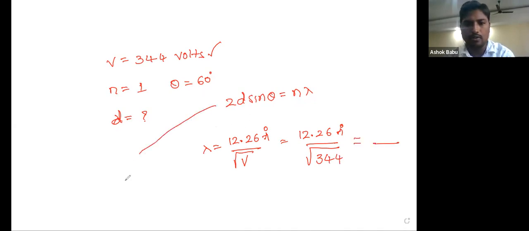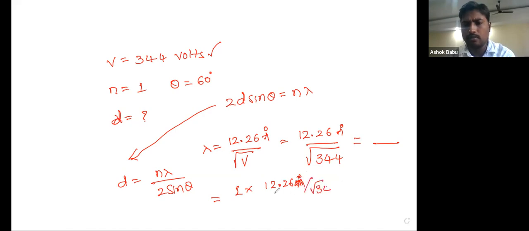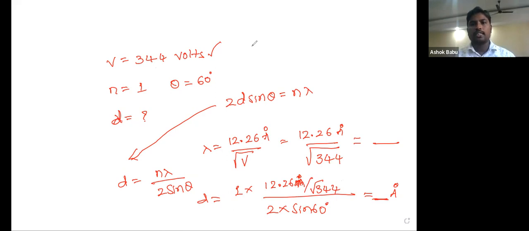After that, to find out the d, what is the formula? d equals n lambda by 2 sin theta. So n equals 1, lambda will be 12.26 angstroms by root 344, keep it in angstroms only, divided by 2 into sin 60. So d value also you are getting in angstrom units. Try to simplify and get the answer number. Very simple one only.